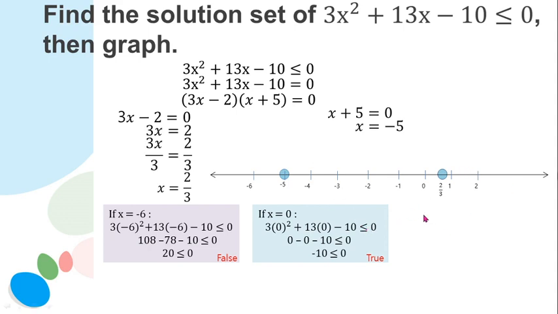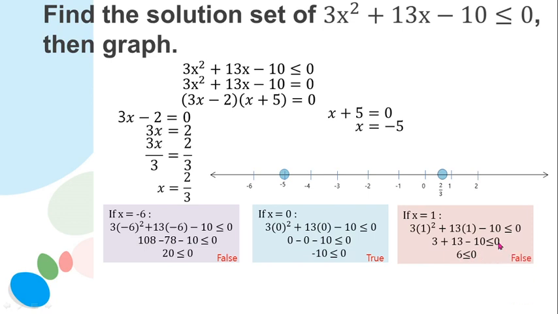Then the last region, the region which is greater than 2/3. Let us use 1. If x is 1, we have 3 times 1 squared plus 13 times 1 minus 10 is less than or equal to 0. So 1 squared is 1, times 3 is 3. Then 13 times 1 is positive 13. So 3 plus 13 is 16, minus 10, so we have 6. And 6 is not less than or equal to 0. Therefore, we produce a false mathematical statement. So our graph would look like this.